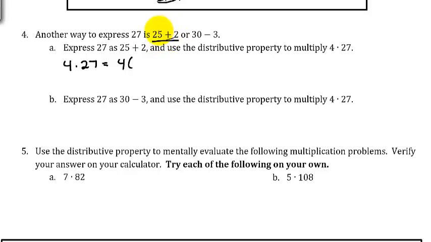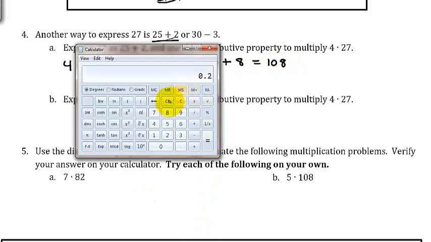If you want to do calculations without a calculator, then this is one way to do it. The first way we're going to do it is with the 25 plus 2, because 25 plus 2 is exactly the same as 27. And so we would distribute this 4, and 4 times 25 is 100, plus 4 times 2 is 8. And so we get 108. Then you can check that on your calculator to make sure that you really get 108. And when we type in 4 times 27, we do in fact get the 108 that we were expecting.